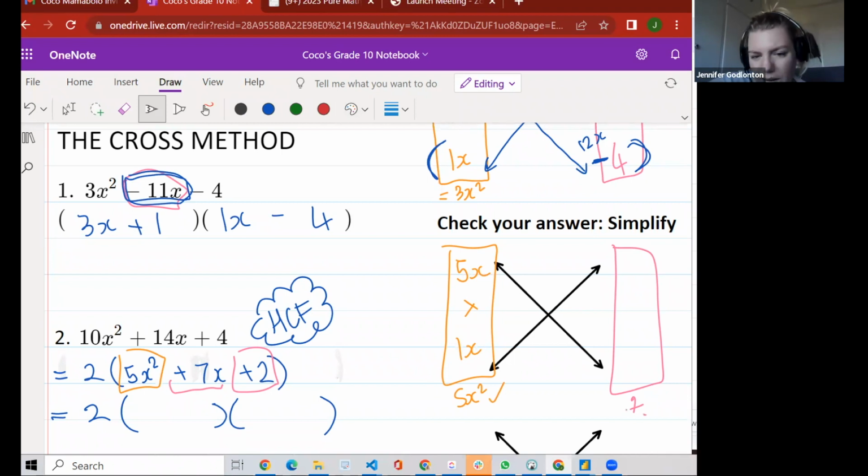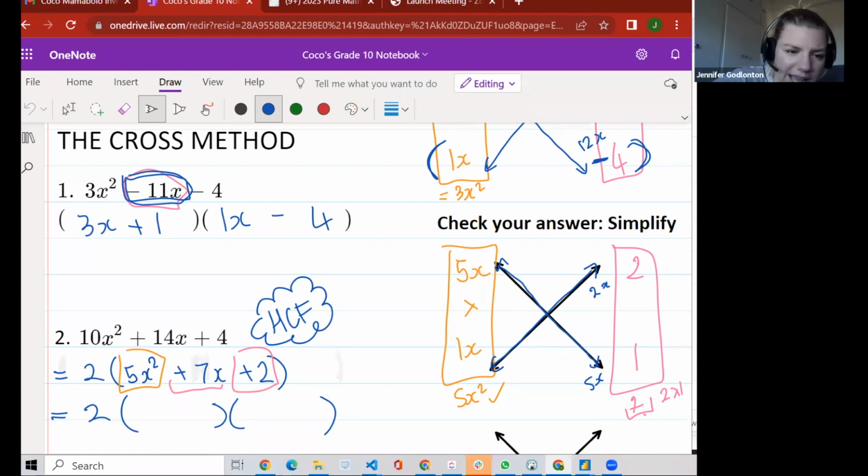The only way I can break up 2 is 2 times 1. It's the only way I can break it up. So let's try put our 2 here and our 1 here. When we do our cross multiplication, we're going to have 1x times 2. That's going to give us 2x. Here we're going to have 5x times 1. That's going to give us 5x. Can I get to 7x with 5 and 2? Is it possible for me to get to 7?